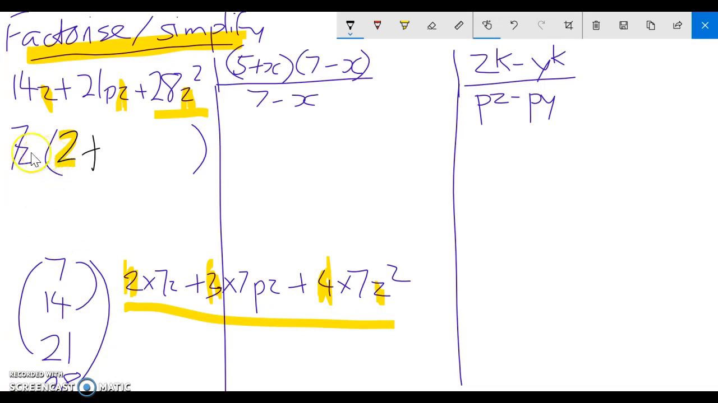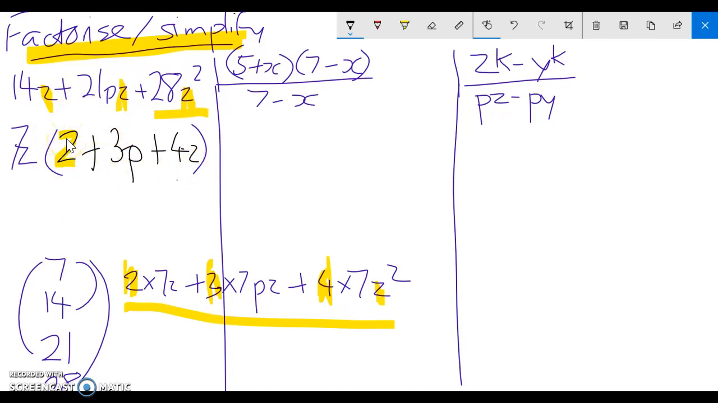Then you go, what do I need to multiply 7z by to make it equal 21pz? The answer is, well, 7 times 3 is 21. And of course I need a p because I don't have a p. And then what do I need to multiply 7z by to make it equal 28z squared? Well, 7 times 4 is 28, so it's going to be 4. And then I've got 1z outside, I need 1z on the inside. And so the answer is 7z outside of 2 plus 3p plus 4z.